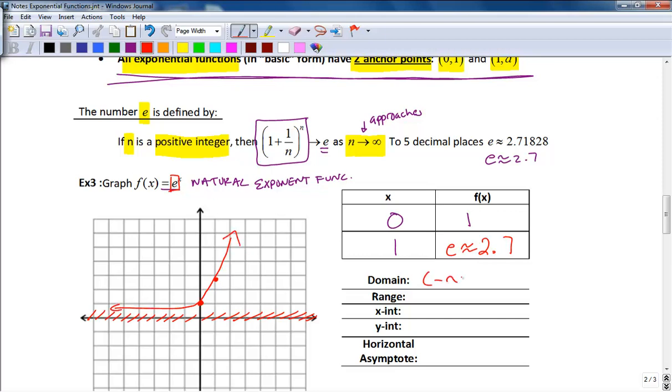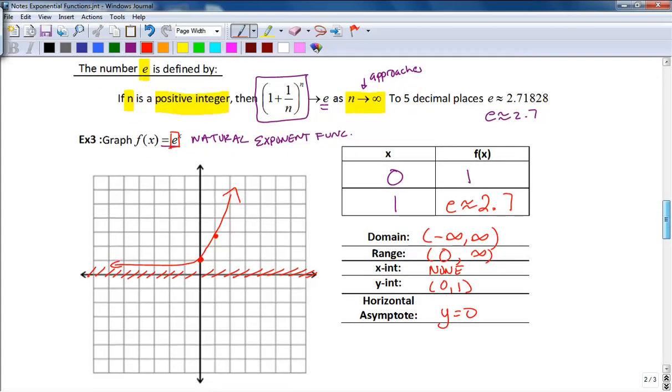Its domain, just like the ones before, is still going to be all real numbers, negative infinity to positive infinity. Its range is 0 to infinity, with a parenthesis at 0, because it wants to be 0, but it's not going to be 0. It does not have an x-intercept. Its y-intercept is 0, 1, and its horizontal asymptote is y equals 0. We are going to be transforming exponential functions, and some of them are going to be these that are e to the x. So this is the basic shape for e to the x.